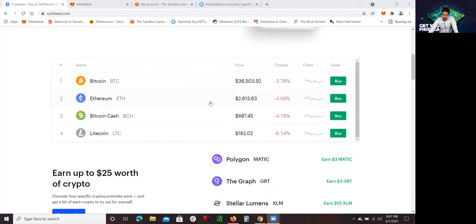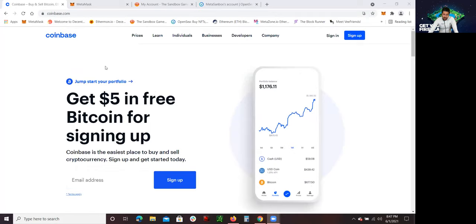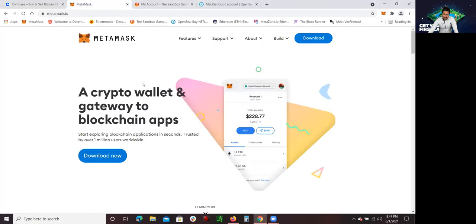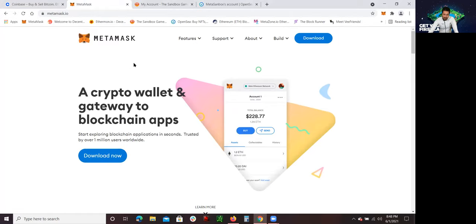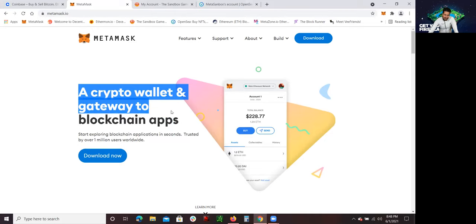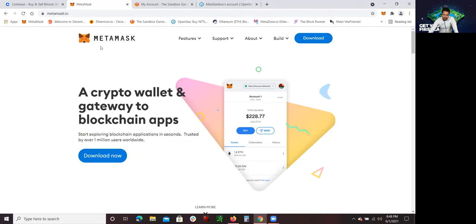So like I said, you do need Ethereum to buy crypto land. Of course, once you buy Ethereum on Coinbase, you do need to transfer it to a digital wallet, a wallet that enables you to log into what they call blockchain apps. MetaMask is one of the most common, most famous wallets. It's an extension to your web browser, and it's a crypto wallet and pretty much a gateway to blockchain apps. This wallet will allow you to log into The Sandbox and also OpenSea. You could actually log into OpenSea, The Sandbox and other metaverses using the MetaMask wallet.